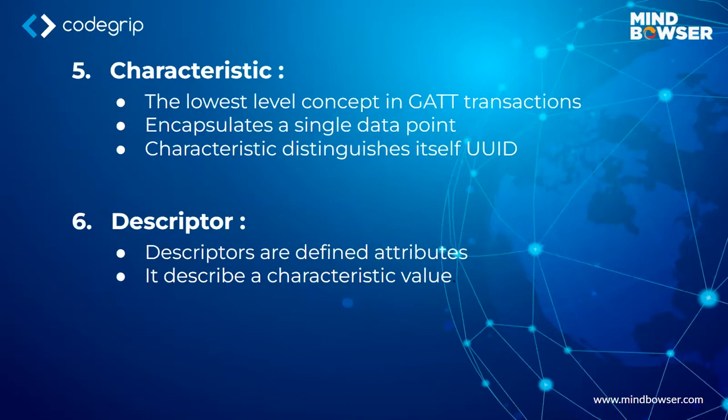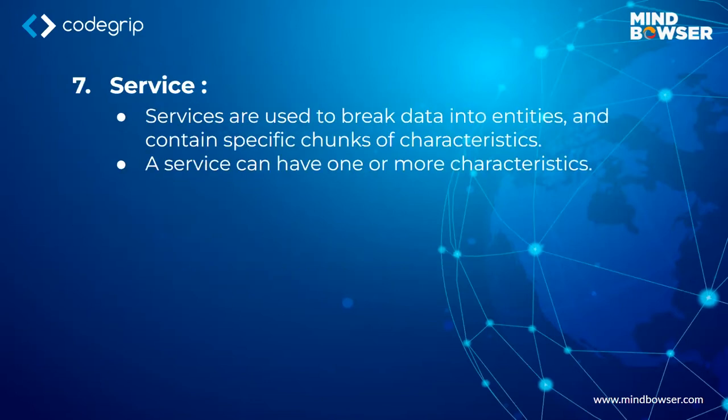Characteristics are the lowest level concept in a GATT transaction. A characteristic encapsulates a single data point, and it distinguishes itself by a predefined 16-bit or 128-bit UUID. And then we'll see descriptors. Descriptors are defined attributes that describe a characteristic value. For example, a descriptor might specify a human readable description, an acceptable range for a characteristic value, or the unit of measure of that specific characteristic value.